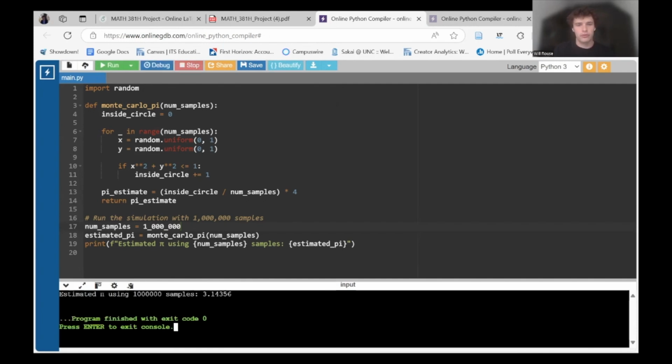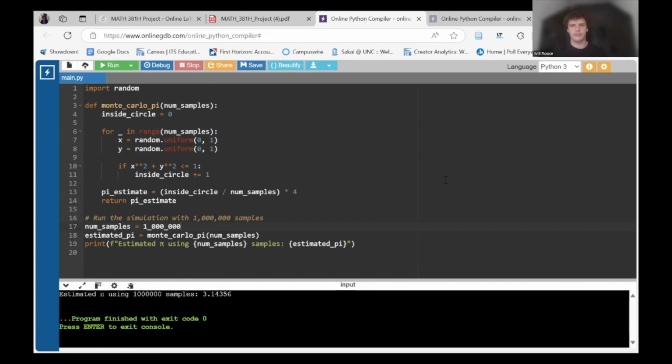A lot closer, 3.14. You're missing the 1.5 part. However, you've got a pretty accurate, up to three decimal places, estimation for pi. So that's a basic example of how you could use a Monte Carlo simulation to estimate a value that you are struggling to find. However, pi is not the greatest example.